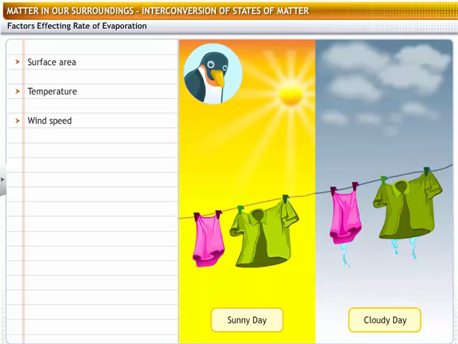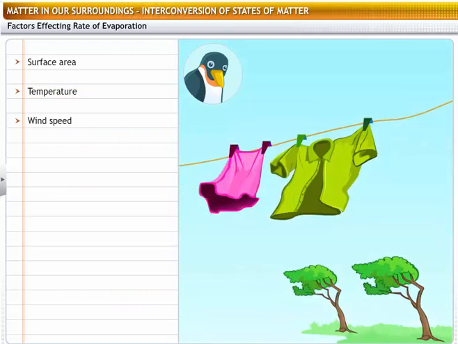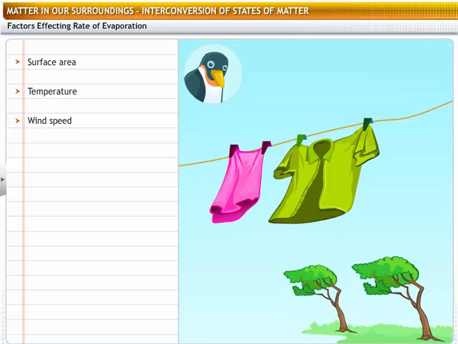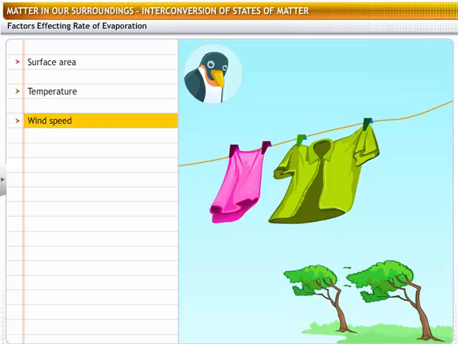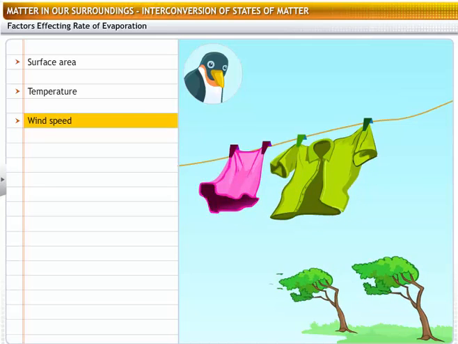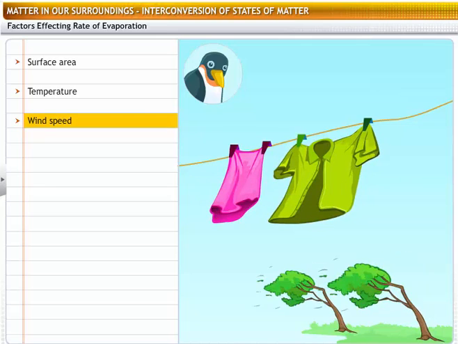Well, evaporation also depends on the temperature of the surroundings. You know that the clothes dry faster on a sunny day than on a cloudy day. Thus, evaporation is faster at higher temperatures. You're probably thinking that clothes also dry quicker on a windy day. You're right. This is because of the speed of wind. The particles of water move quickly, reducing the amount of water vapor in the surroundings.